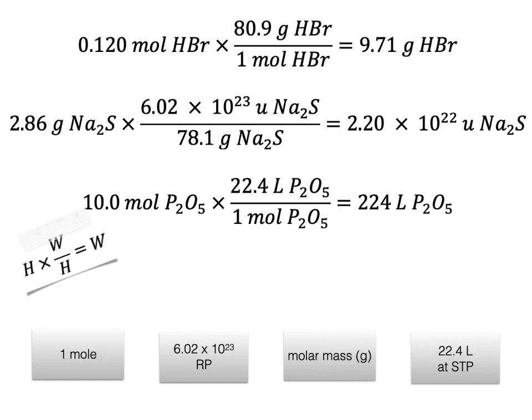Even though the formula was not given for diphosphorus pentoxide, you didn't really need it because we didn't have grams, so we didn't need to worry about its molar mass.